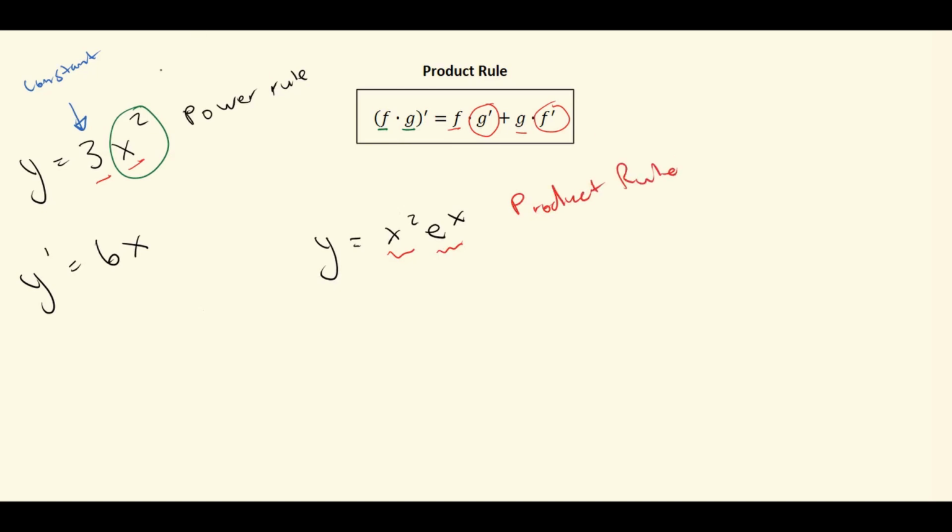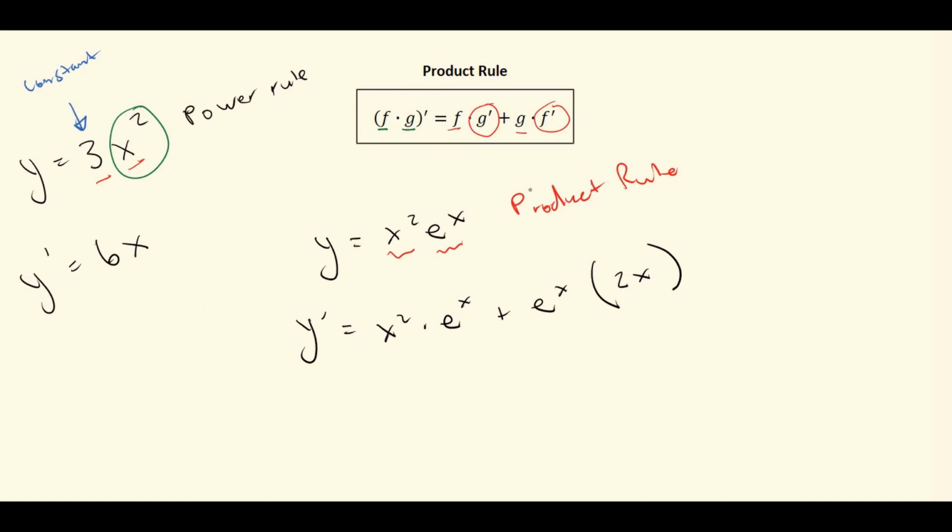So using the product rule, the derivative y prime is going to equal first times derivative second. The derivative of e to the x is e to the x, plus second, e to the x, times derivative first. The derivative of x squared is 2x.